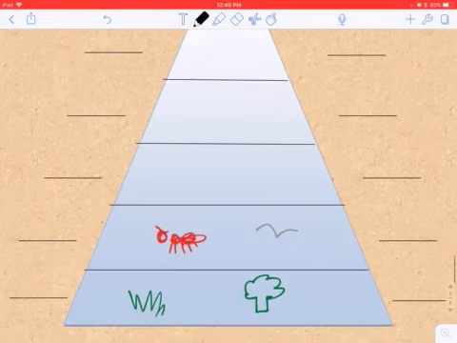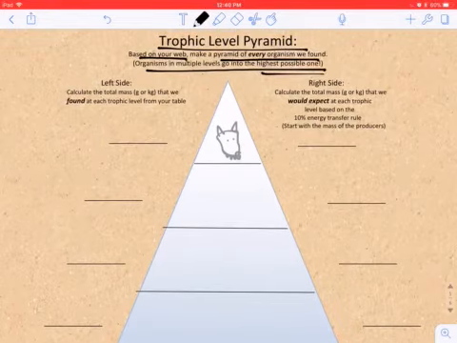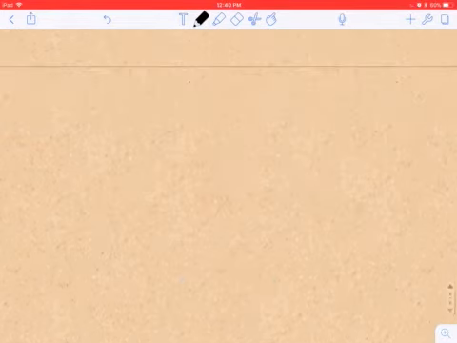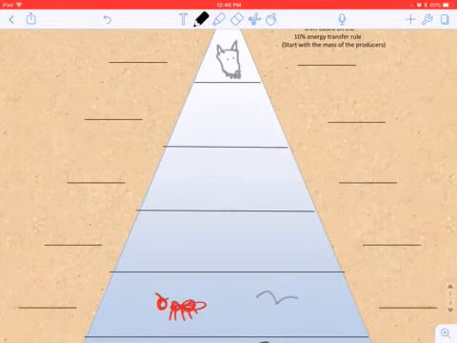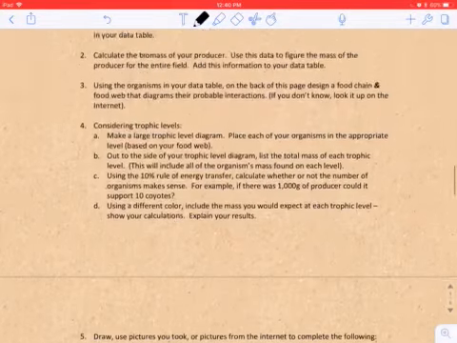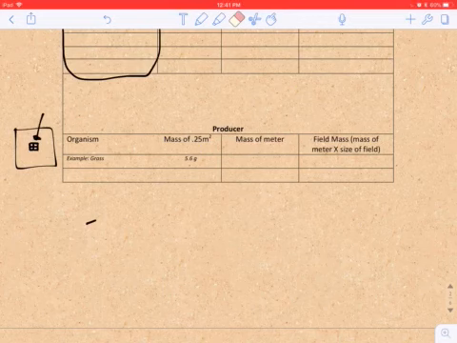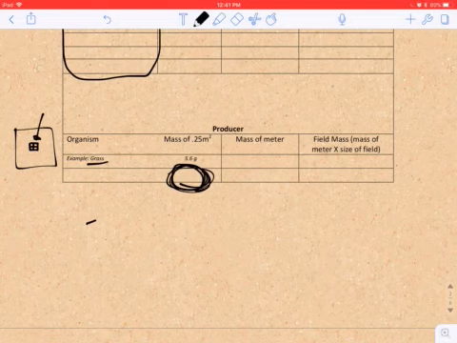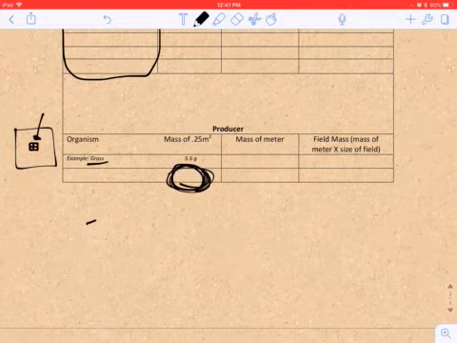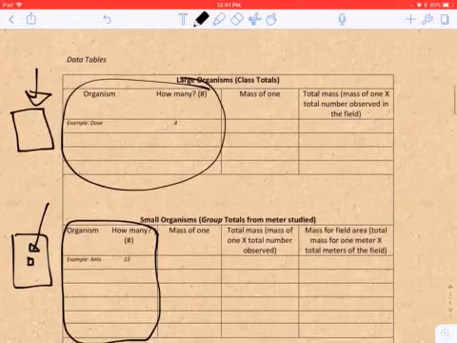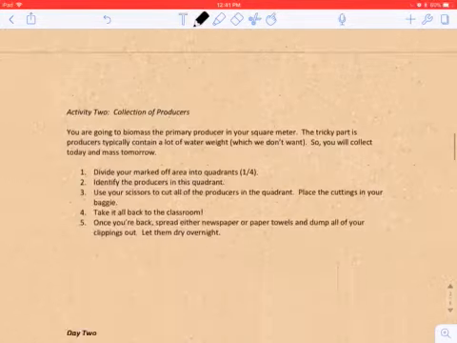After you have completed those items, you can ask to go and mass your grass. You're going to go put it on the scale. Might have to do it little bit by little bit. And you are going to write that number right here. This was an example. You'll put the grams right here that you got. All right. After that, you will then come back and sit down and do all these calculations.